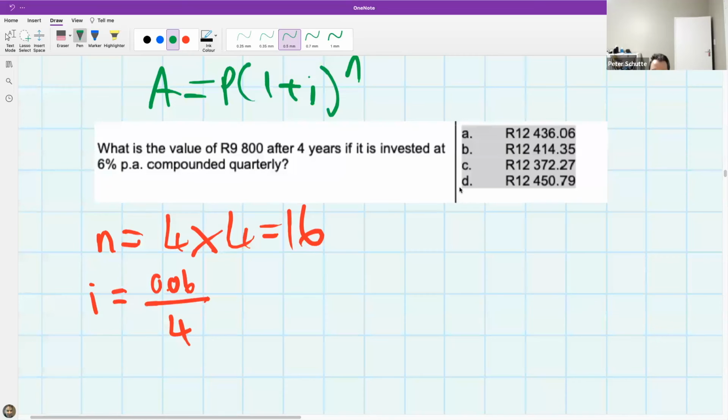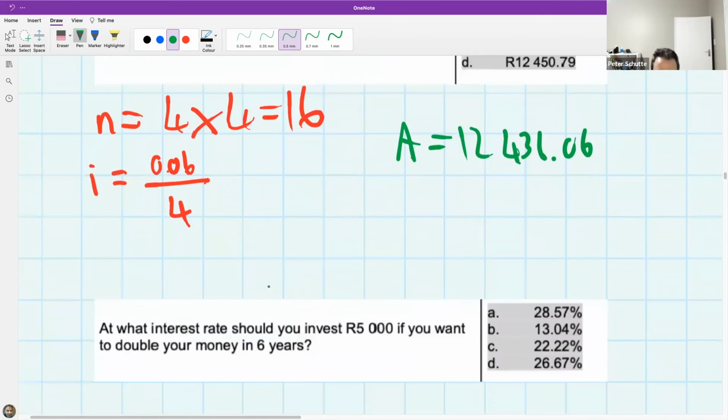So the correct answer here is A is equal to 12,436.06, or A. Yeah, you did nicely there. You did nicely. Let's do another one.